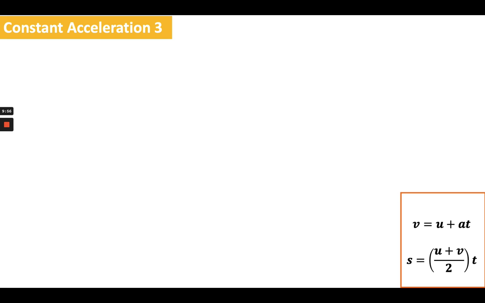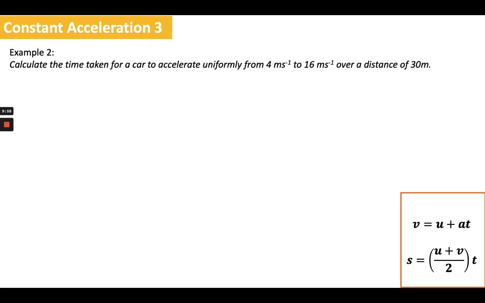Okay, let's have a look at example 2. I want to calculate the time taken for a car to accelerate uniformly from 4 meters per second to 16 meters per second over a distance of 30 meters. So, S, U, V, A, and T. I'm writing it again. Again, I'm going to define a direction as positive.